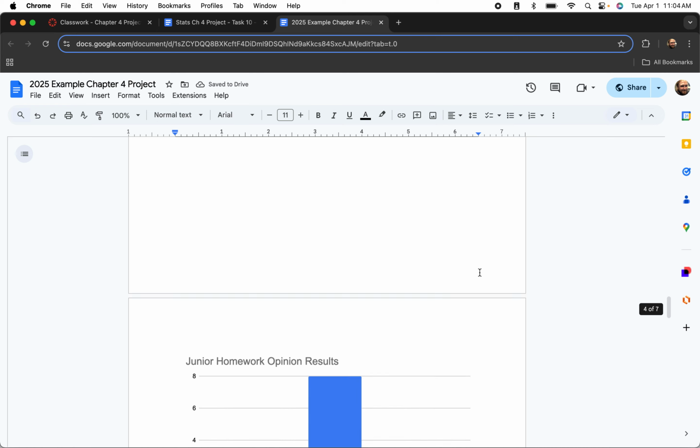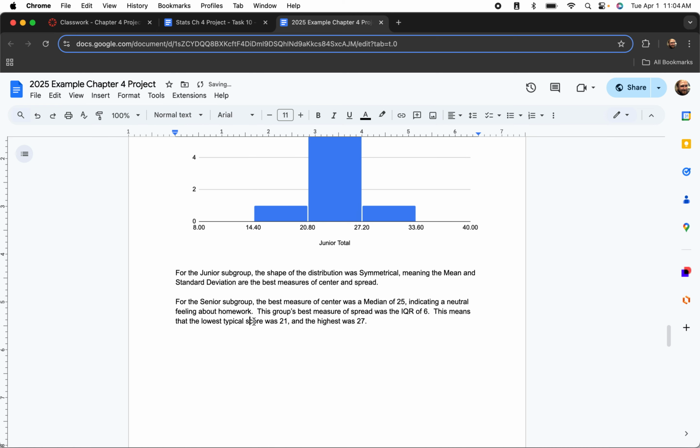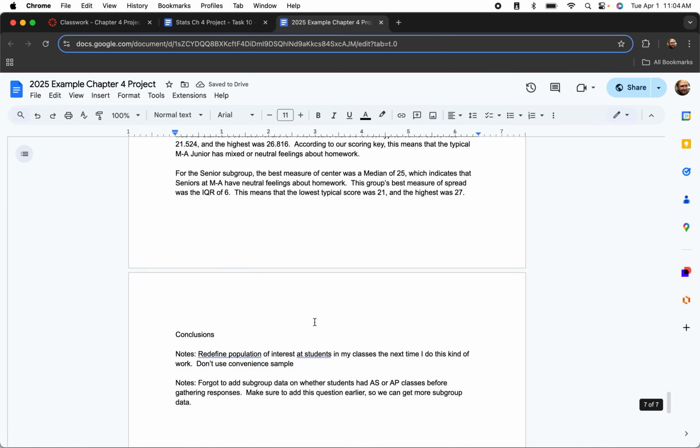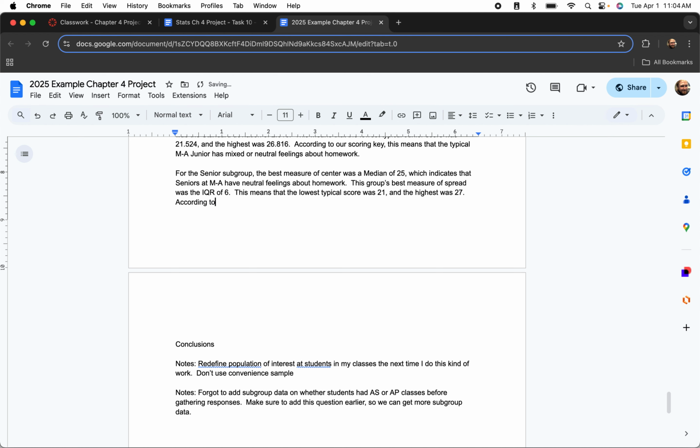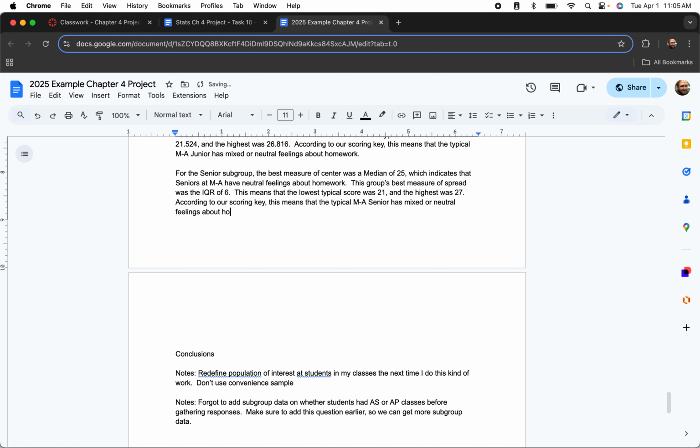And again, this is part of the editing that I might need to do later. Typical score. And again, 21 to 27 still fits within my scoring key for neutral. The typical MA senior has mixed or neutral feelings about homework.